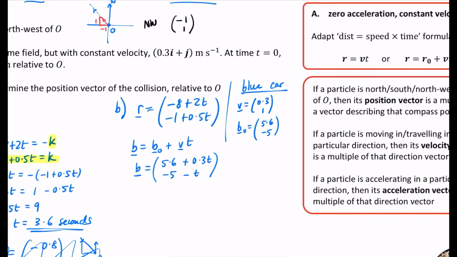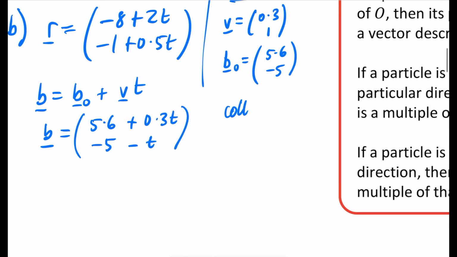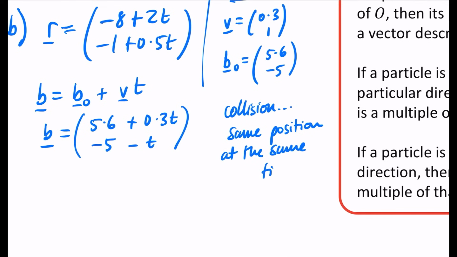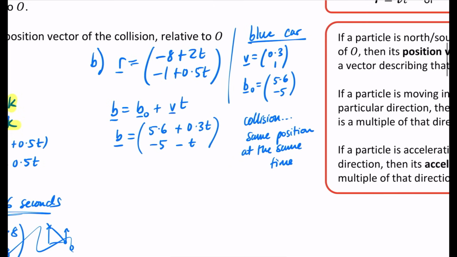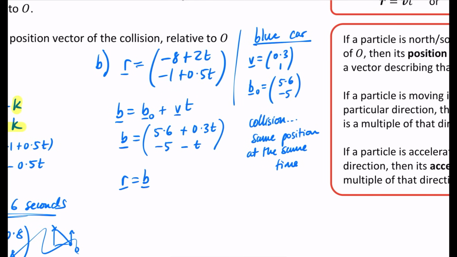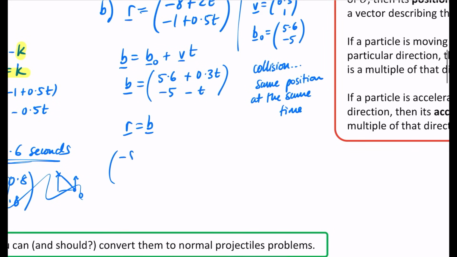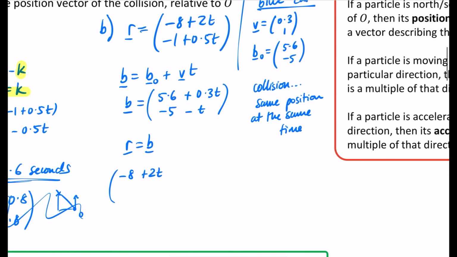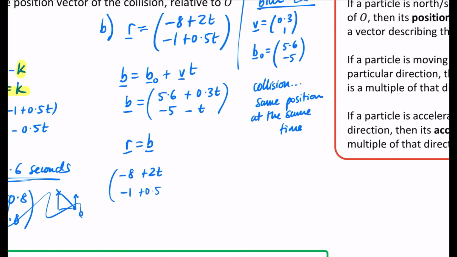Now, if they collide, then they're going to be in the same position at the same time. So I'm going to say collision. They will have to have the same position at the same time. And I need to show that they're in the same position at the same time. So if I want to show they have the same position, I'm going to make their position vectors equal to each other. So I'm going to have my minus 8 plus 2t and my minus 1 plus 0.5t. And the blue is 5.6 plus 0.3t and minus 5 minus t.